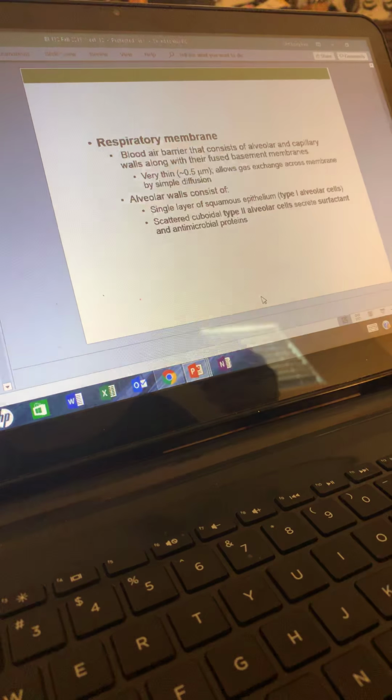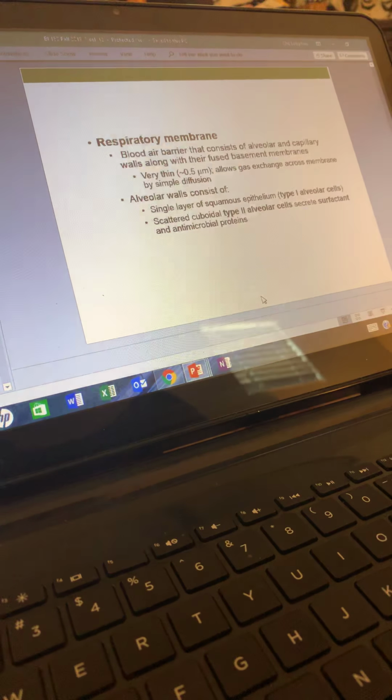Which takes us to the respiratory membrane, the blood-air barrier that consists of alveolar and capillary walls, along with the fused basement membranes. It's very thin, as it should be, right? So that it can have gas exchange by simple diffusion.